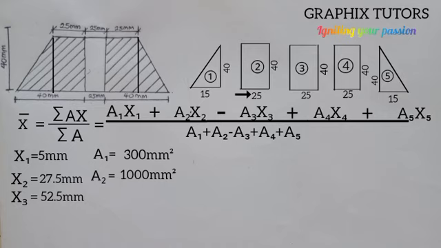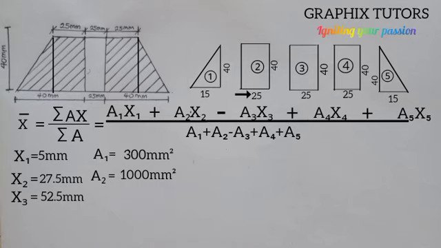Now, the A3 will be the length of that figure 3 times the breadth. The length is 25, and the height is 40, right? So that will give us 1000 millimeter square.